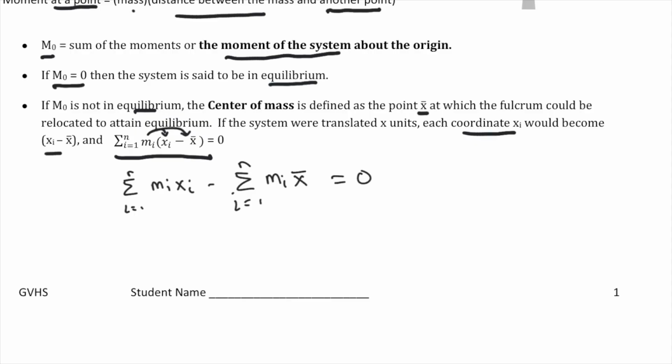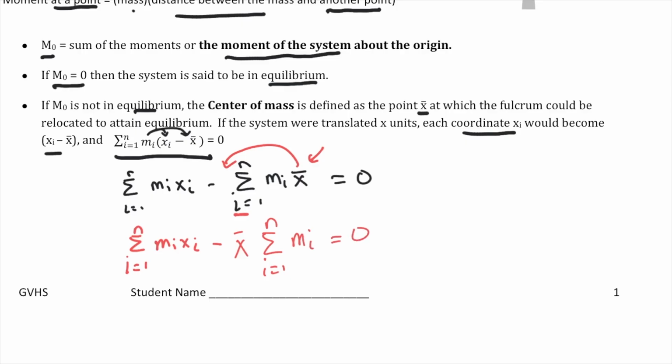Now what we're trying to do is solve for x bar. Fortunately, x bar is not going to be part of the index of summation and can be factored out of the sum. So that leaves us with the sum i equals 1 to n of m sub i x sub i, minus your x bar, and then that will be multiplied by the sum i equals 1 to n of m sub i, and of course that still equals 0.